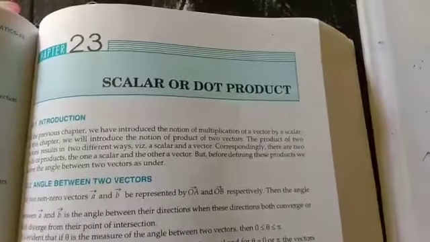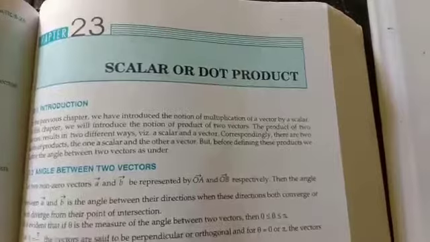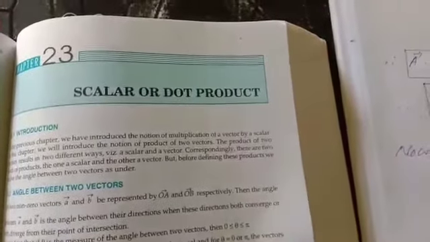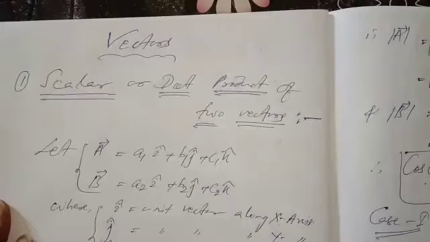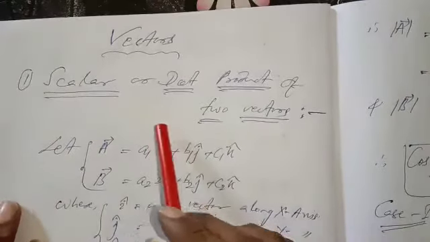The dot product of two vectors is always a scalar quantity. Let me explain one by one. Just see, scalar or dot product. The chapter is vectors, scalar or dot product of two vectors.